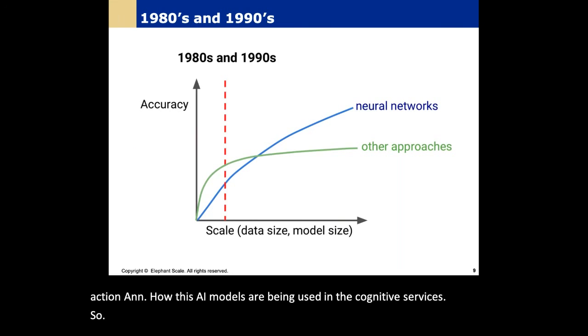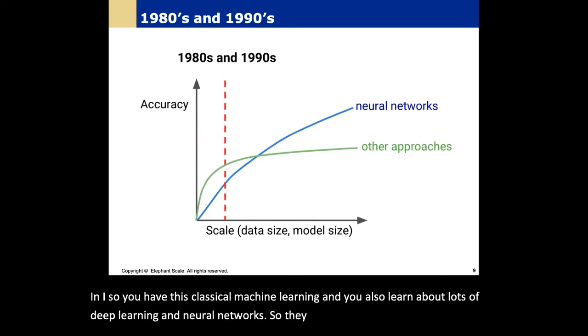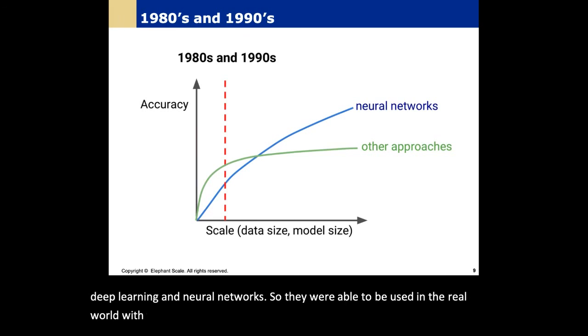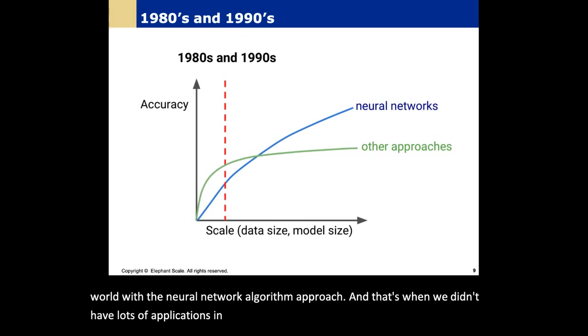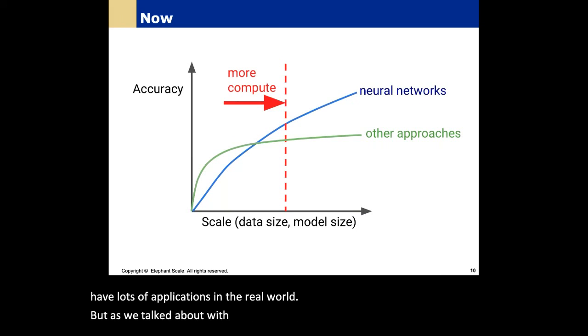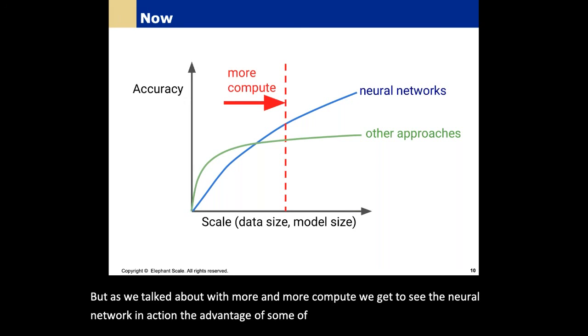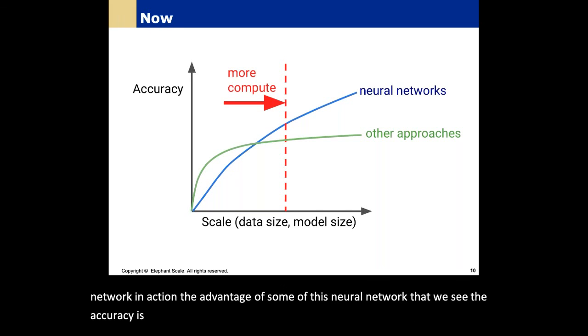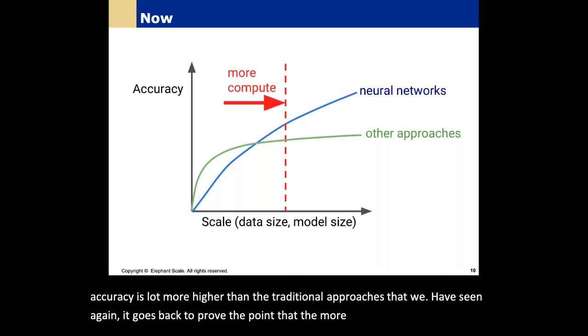In AI, you have classical machine learning, and you also learn about deep learning and neural networks. Earlier, the neural network algorithm approach could not be used in the real world, and so we didn't have lots of applications. But as we talked about, with more and more compute, we get to see neural networks in action. The advantage of these neural networks is that the accuracy is a lot higher than the traditional approaches that we have seen. Again, it goes back to prove the point that more data beats even the best of the algorithms that we have.